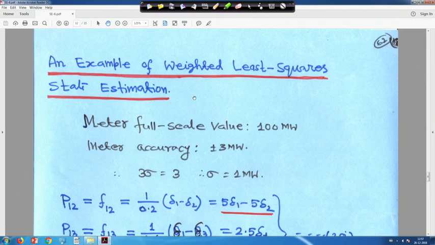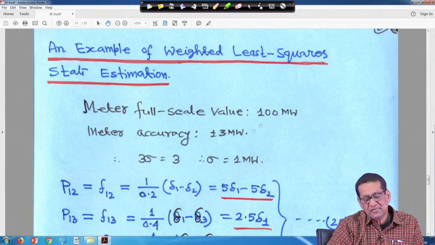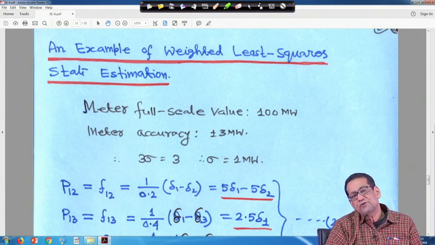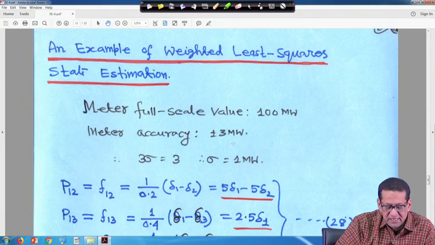Now, consider an example of weighted least square state estimation. Suppose the meter full scale value is 100 megawatt. So, meter accuracy is plus minus 3 megawatt, that is 3 sigma is equal to plus minus 3. So, 3 sigma is equal to 3, so sigma is equal to 1 megawatt, and you take 100 megawatt full scale value. So, in per unit it will be 1 upon 100, so sigma will be 0.01, right.